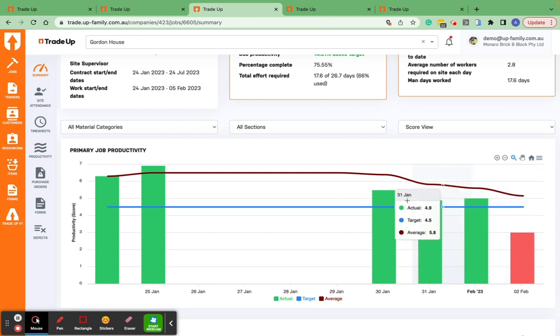So even on the days when they probably didn't feel as though they did as well on site, it still translated into giving them the target that they needed overall on the job.